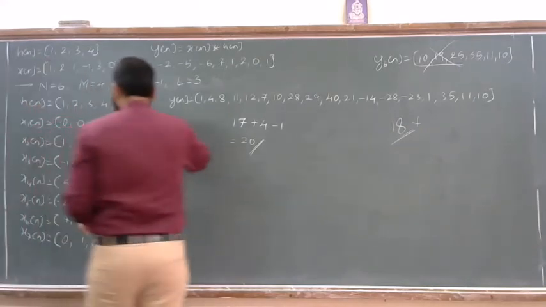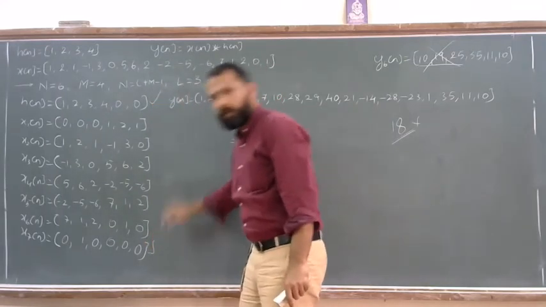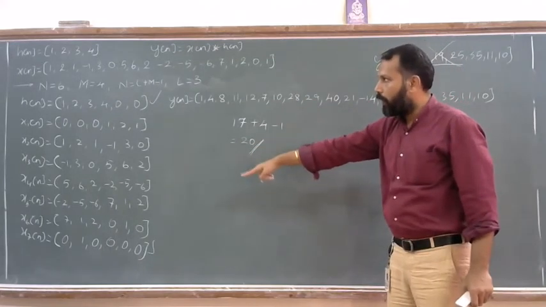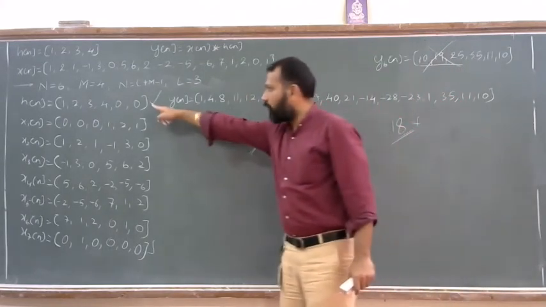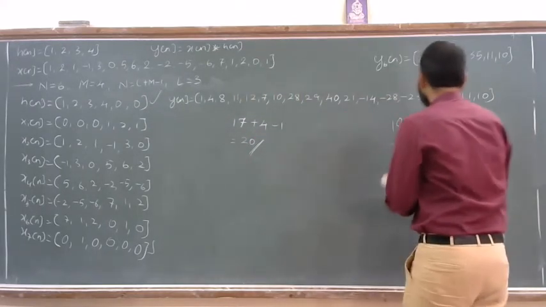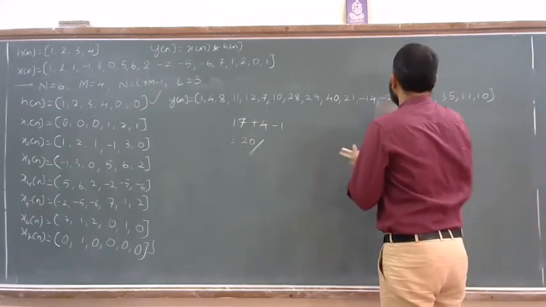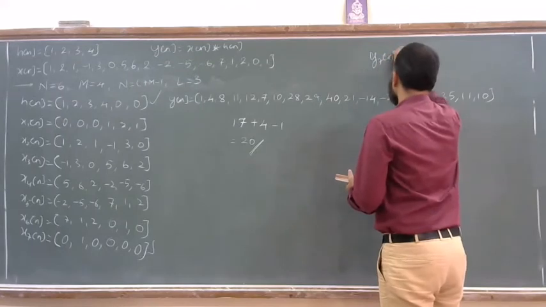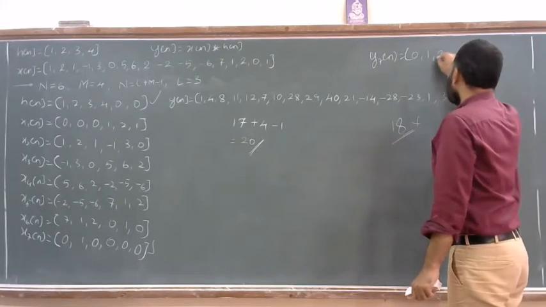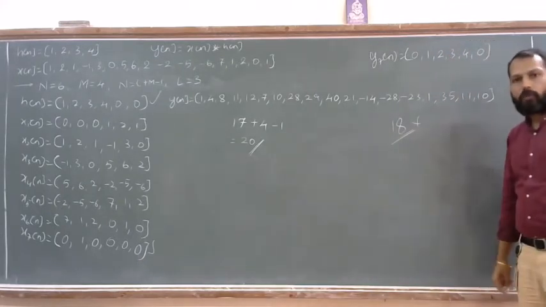Now we have to perform circular convolution between h of n and this. The rest of the procedure is the same. y7 of n equals the circular convolution between h of n and x7 of n. Whatever output we get will be written with the rest of the output segments. In this case, it will be 1, 2, 3, 4 and 0.